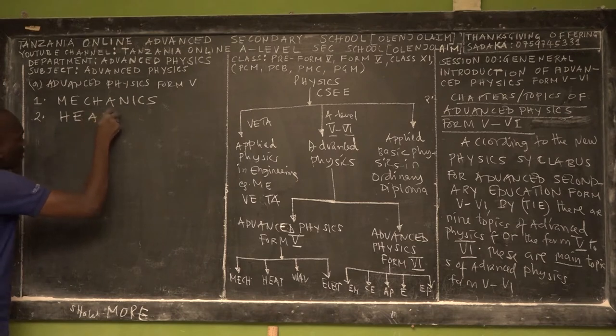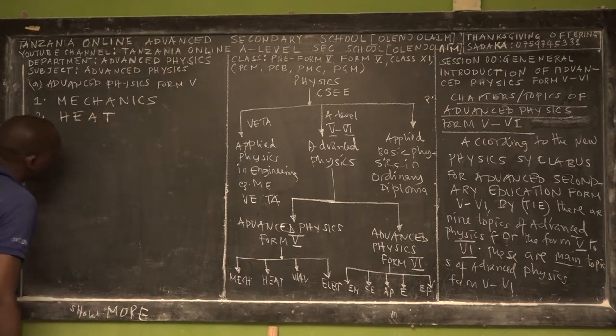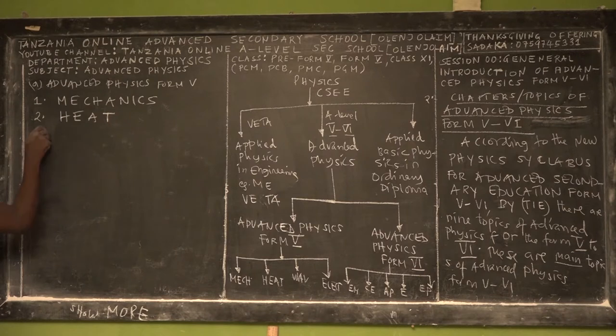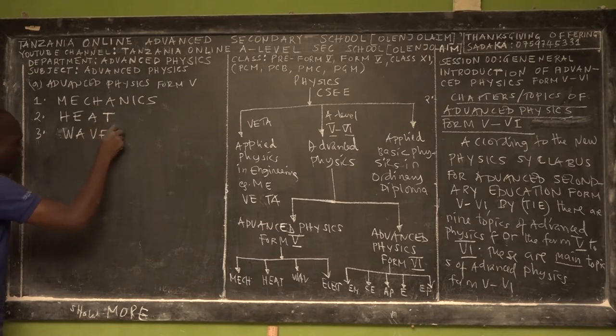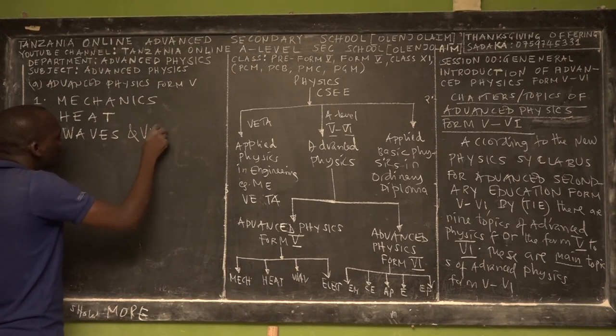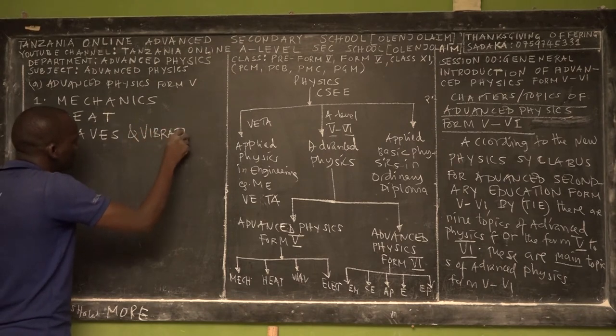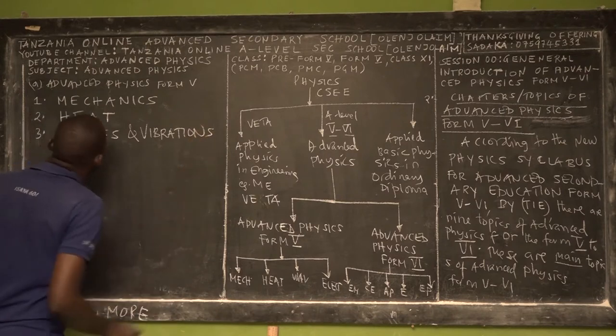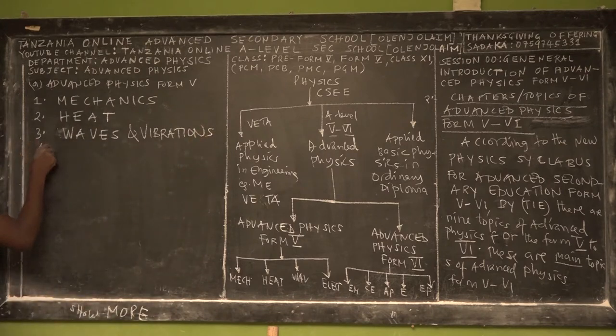This is the shortest topic in advanced physics Form 5. The third topic is called waves. Very interesting waves. I am a student who learns music, so I understand the applications of waves in music. Waves and vibrations, a very interesting topic. Okay.